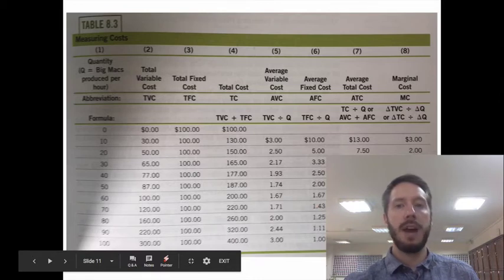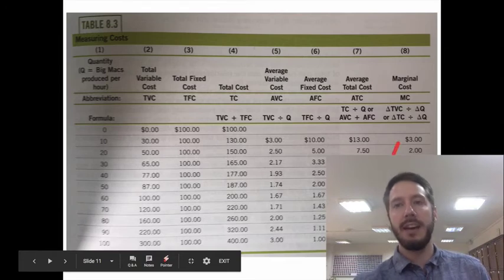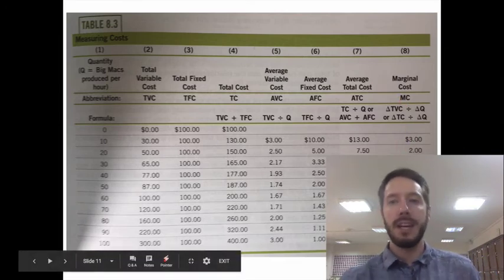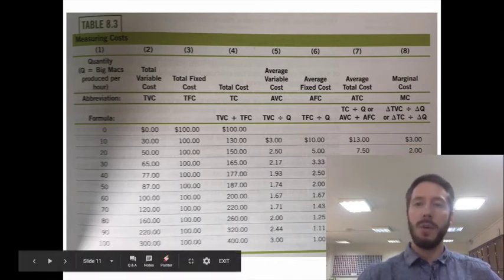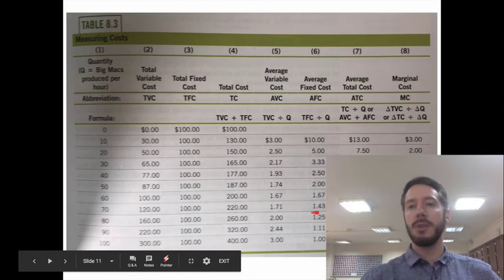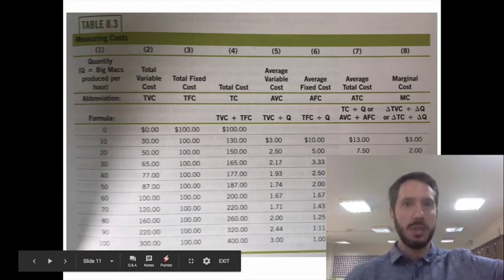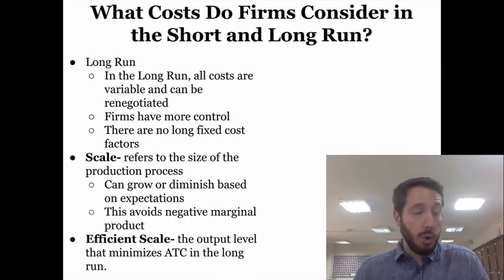So if you're looking for how many Big Macs you produce, 70. Your average total cost is down. Again, your marginal cost can go down and then go up. Again, you're getting diminishing marginal production here, but the goal of the business is how much do I produce? You stop when your average total cost goes up.